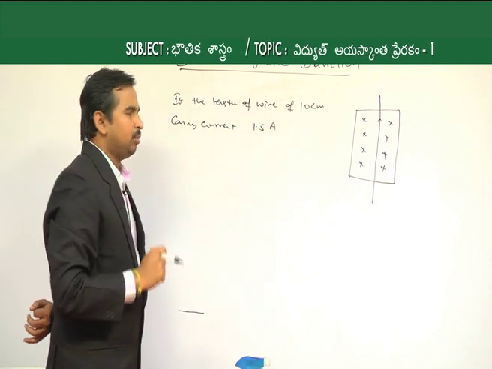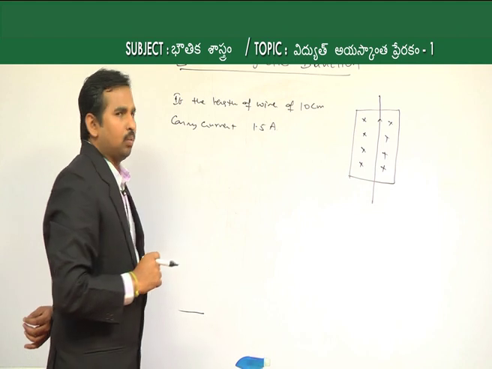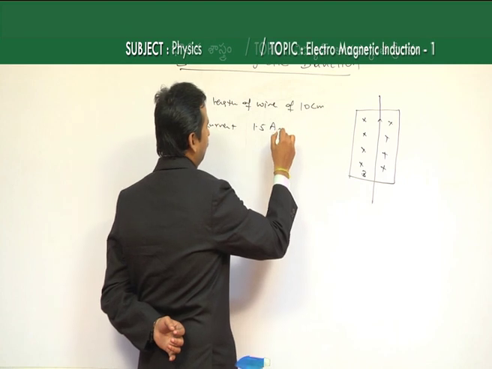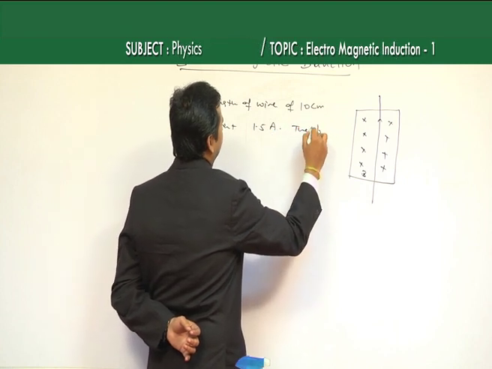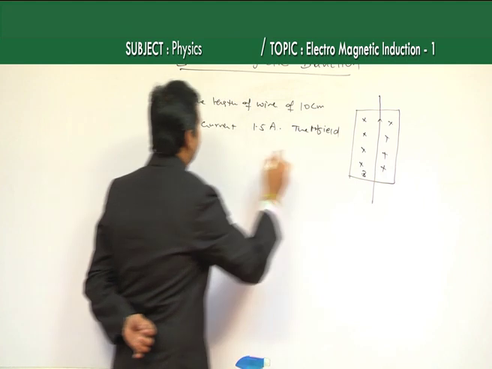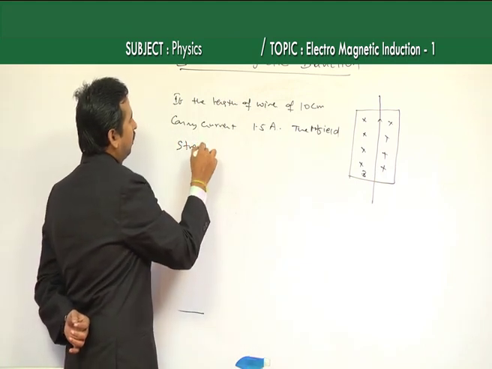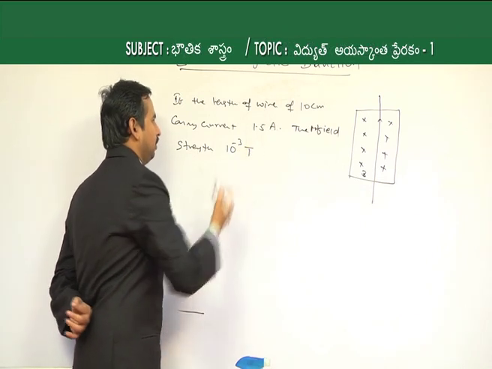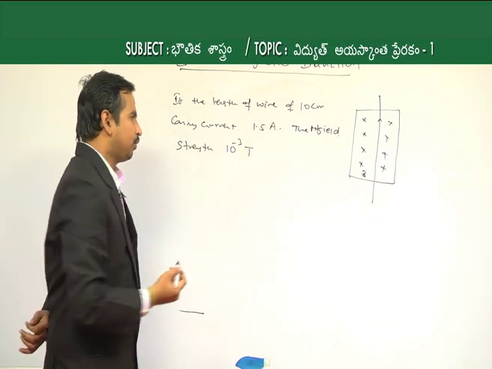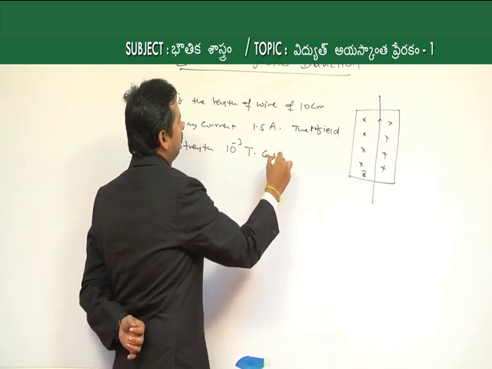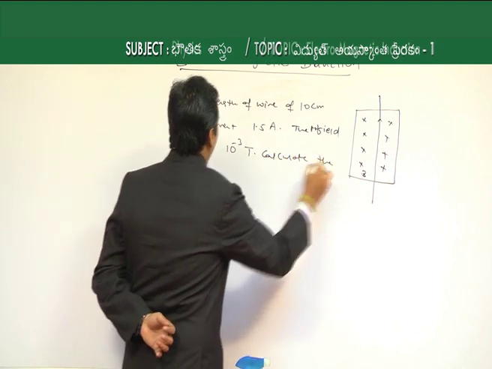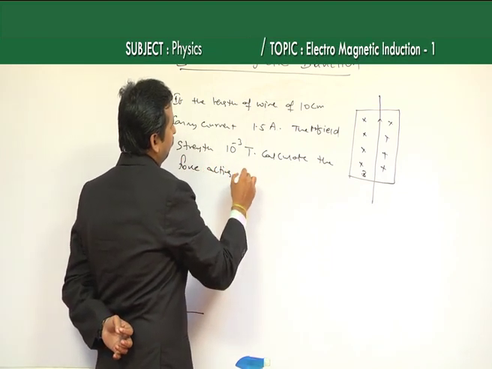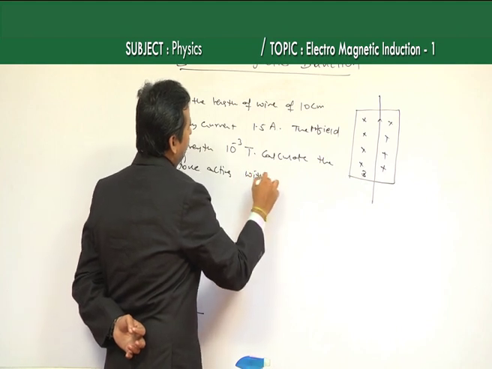Okay. For this 10 centimeters wire, as the current passing here is 1.5 amperes, let us suppose the magnetic field strength acting here, which is B, is 10 power minus 3 Tesla. Okay, like this. Then what we have to find is to calculate the force acting, with direction.